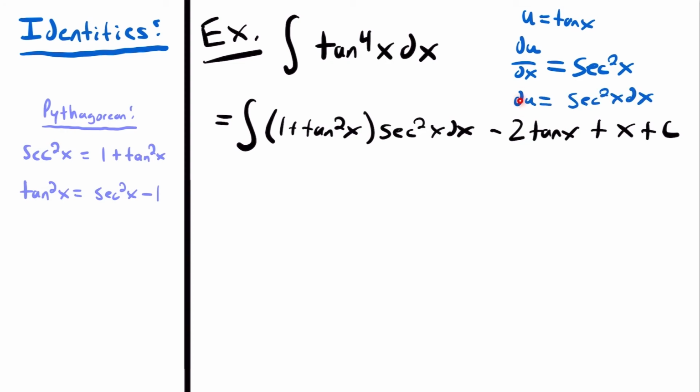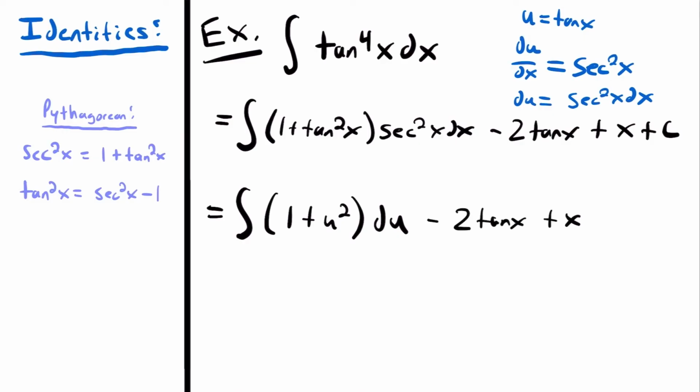And so du will replace this right here, secant squared x dx, and u will replace tangent squared x, and we'll have u squared instead. And so this will be equal to the integral of 1 plus u squared times du. And then I'll write the rest of our terms here. We have minus 2 times tangent x plus c.